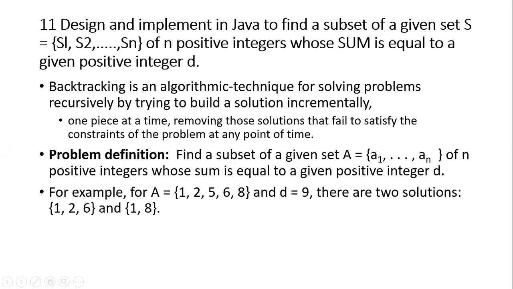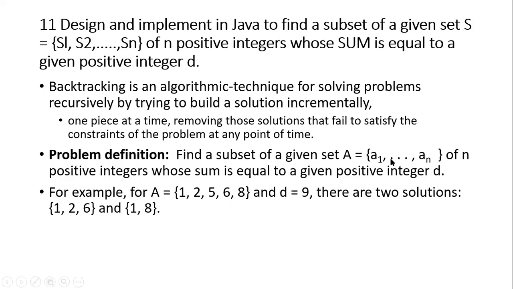We know what it is. What does backtracking do? It takes one piece at a time, removing solutions that fail to satisfy the constraint of the problem at any point of time. So it stops continuing the solutions which are not feasible. Coming to the sum of subset problem, this is the definition of the problem.